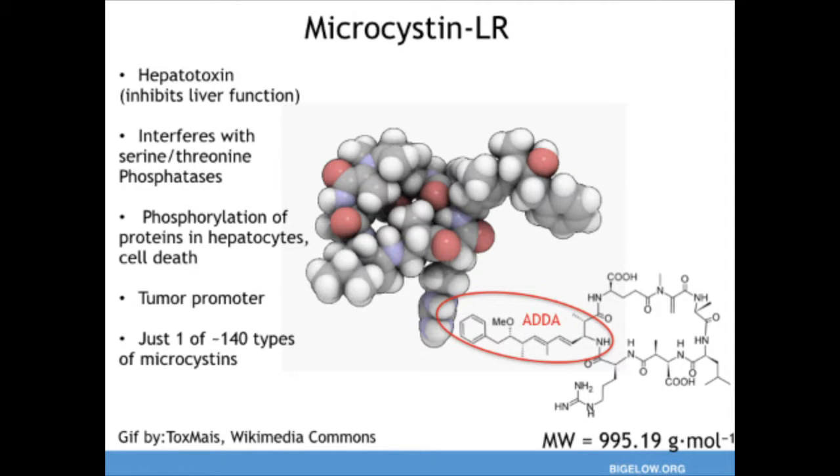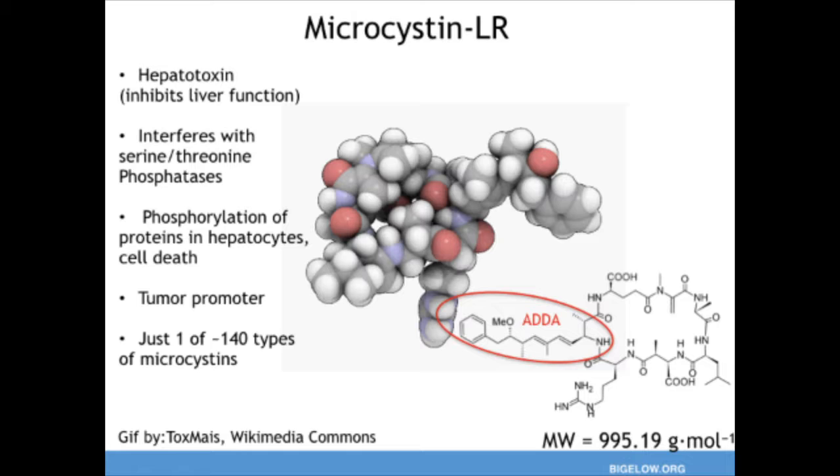So this is the main one that a lot of labs focus on. In fact, my lab at Bigelow is going to be set up in the next few weeks to start testing for this using an immunological test. It inhibits liver function. It interferes with these phosphatases, and ultimately it leads to phosphorylation of proteins in the liver, which causes cell death. If that wasn't bad enough, it's also a tumor promoter. So it's just a really nasty compound.